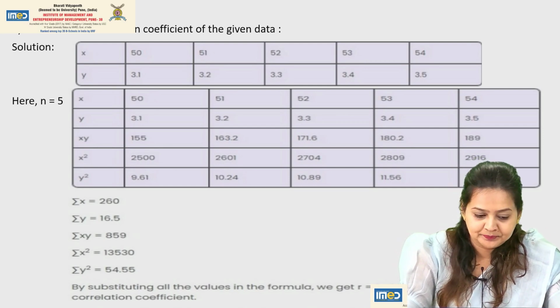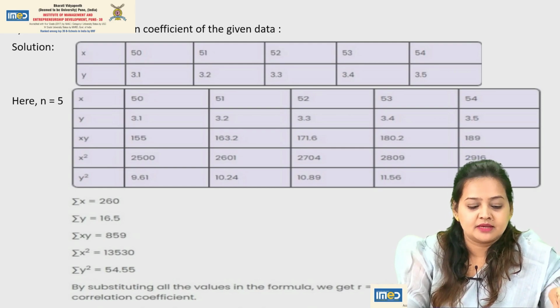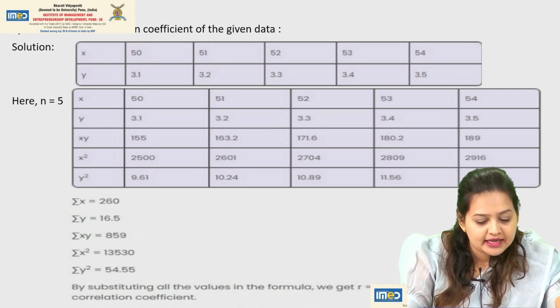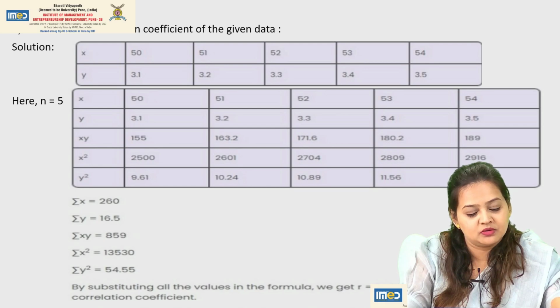be prepared. Next, you have to find out the summation of x. Summation of x is 260. Then summation of y is 16.5. Summation of xy is 859. Summation x square is 13530. Summation y square is 54.5.